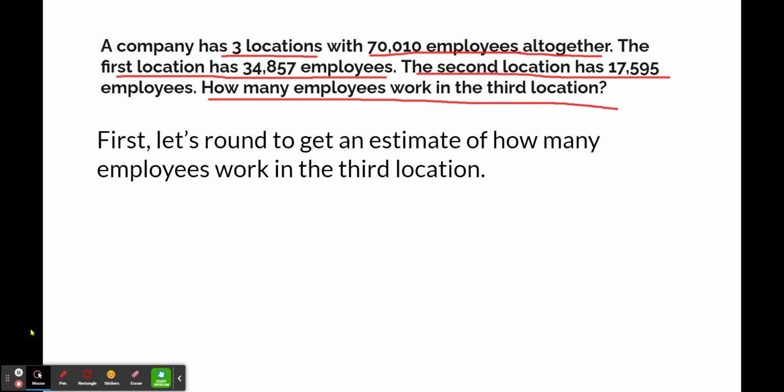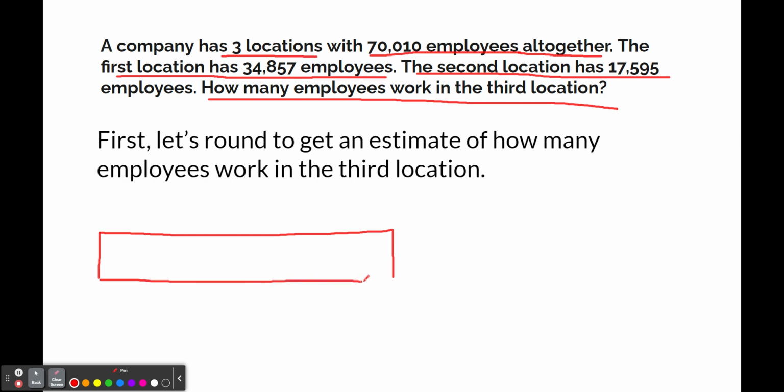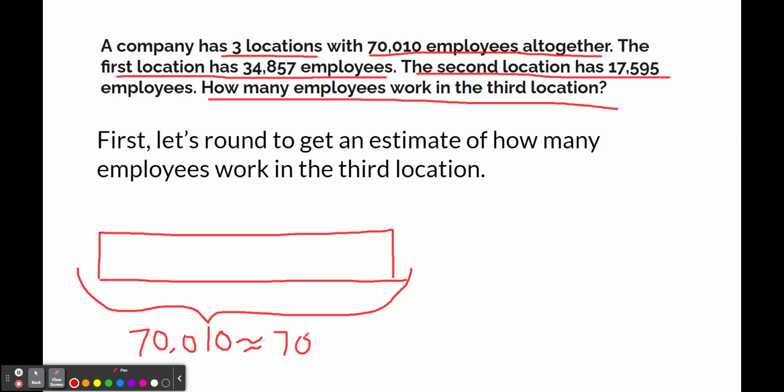Okay, so before we start, let's first round to find an estimate of how many employees work in the third location. So what we need to do is see what information we know. We know that they have 70,010 employees all together. So I'm going to go ahead and draw a strip diagram to show this. And let's go ahead and round this amount. So 70,010 employees is about 70,000.